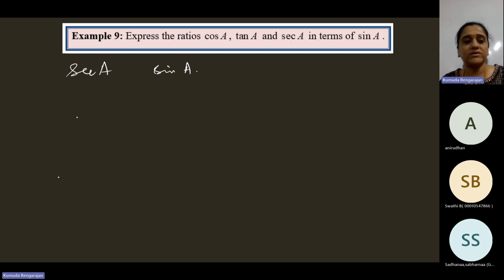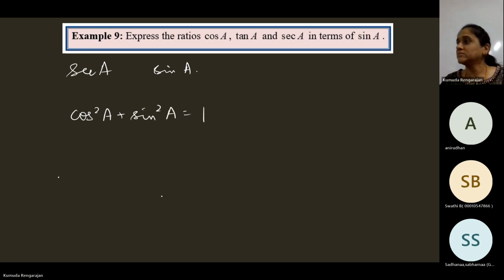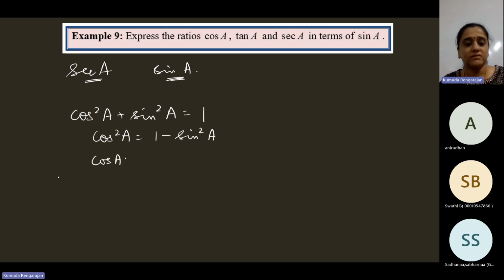So let's write that. What is it? Cos square A plus sine square A is equal to 1. We have to write secant A in terms of sine A. So you need to write a relation or an identity that connects secant and sine. It's okay if you don't write secant, you can write its reciprocal. Cos and sine also you can write. So we have written cos square A plus sine square A is 1. Now we'll write cos in terms of sine. So what is cos square A? 1 minus sine square A. So what is cos A? Square root of 1 minus sine square A.